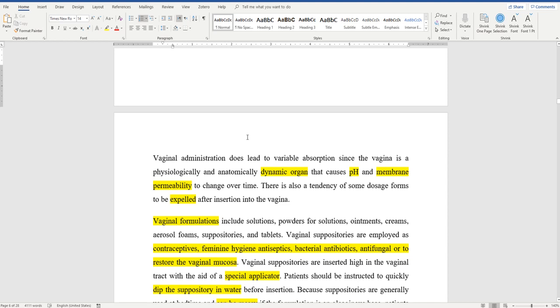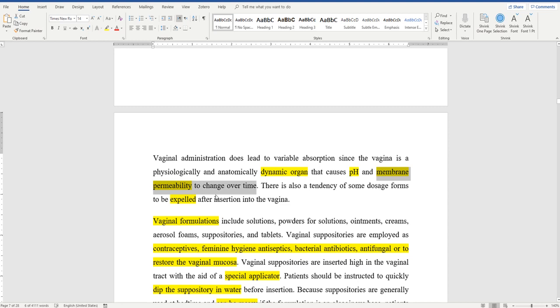Now طبعا في هناك عندنا disadvantages for vaginal administration, انه it's not really the right place if I want to administer drug for systemic effect. طيب, why it's not the right place if I want to use it for systemic effect? The reason for that, إنه vagina is physiologically and anatomically dynamic organ. يعني it changes and this will cause changes in pH. Well, pH is known to be very important, or the pH known to affect drug absorption. Okay, maybe we'll talk about this later. Since it's dynamic organ, the pH changes, and not only that, but even the membrane permeability change over time.